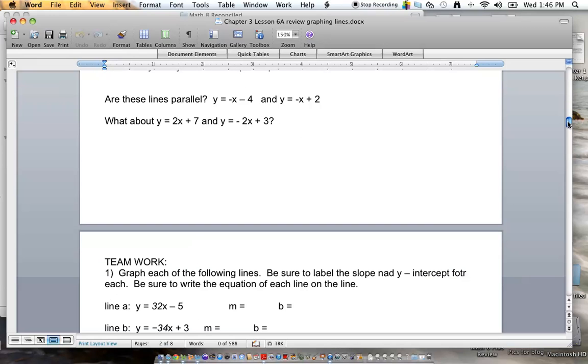So now I give you these two lines. y equals negative x minus 4 and y equals negative x plus 2. Are those lines parallel? Yes or no? Don't yell it out. Just take a look at it. After you look at it, you should be able to tell.